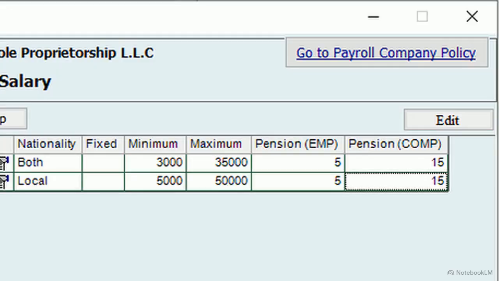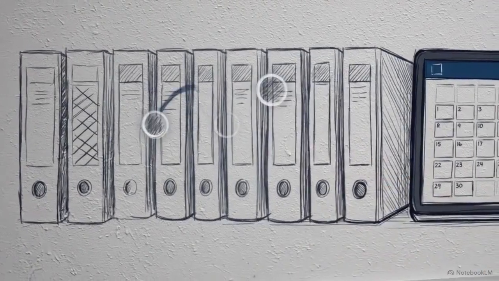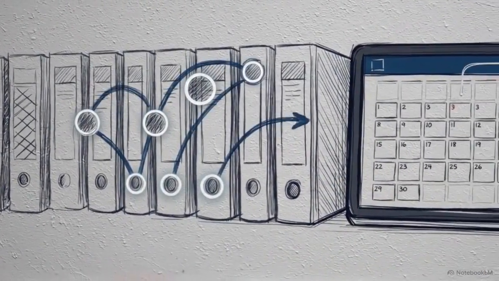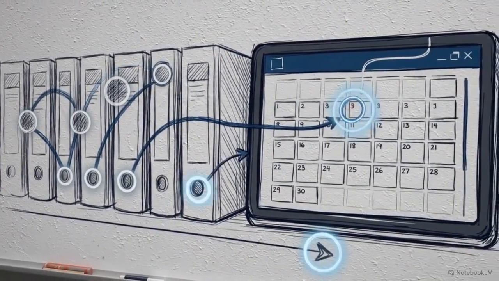You should also verify your global settings by clicking Go to Payroll Company Policy in the top right. Checking this policy ensures that the specific salary thresholds you set here remain aligned with your organization's broader corporate governance. Establishing the effective date and aligning with company policy provides a necessary framework before you begin adjusting individual salary values.